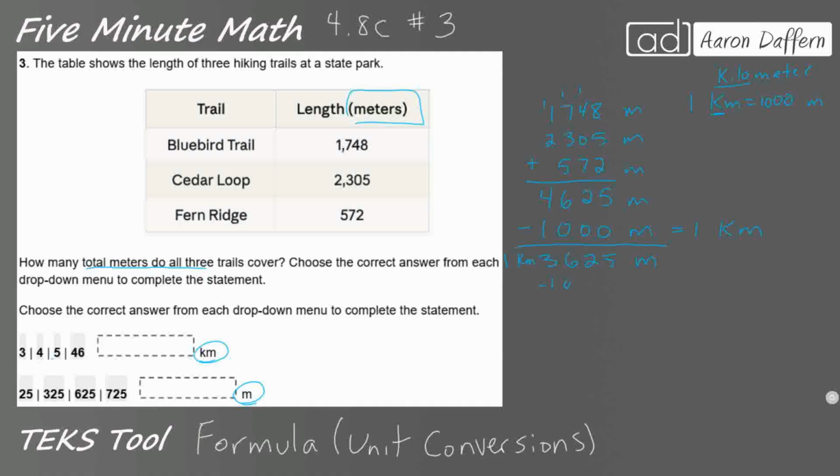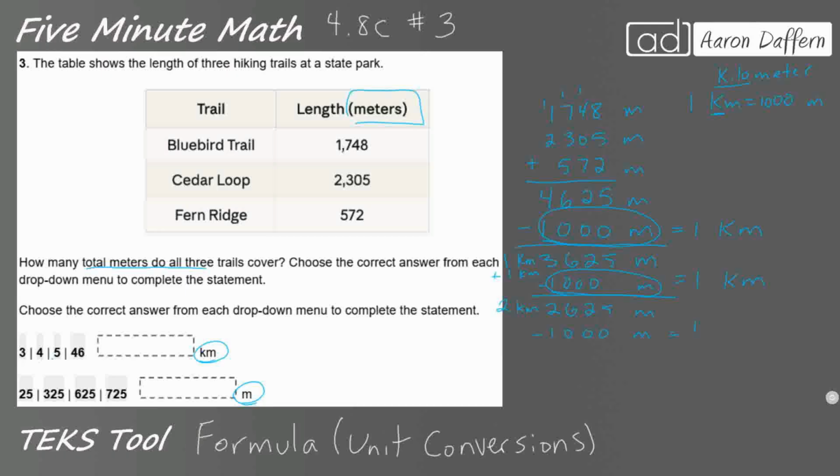All right, let's do it again. All right, so I've got another 1,000 gone. That's going to be 2,625, but that extra 1,000 is not just gone, it's converted into another kilometer. So I need to add it to the one that I already had. So I already had 1 kilometer taken out. Now I have another one. So now I've got 2 kilometers, 2,625 meters. Let's take another one out.